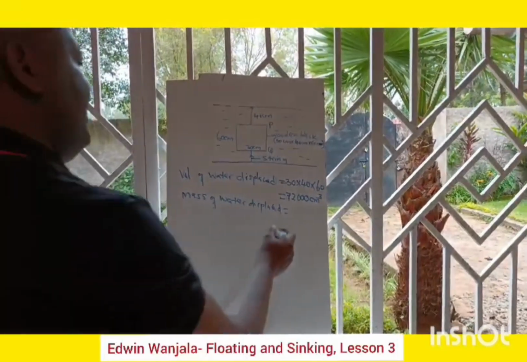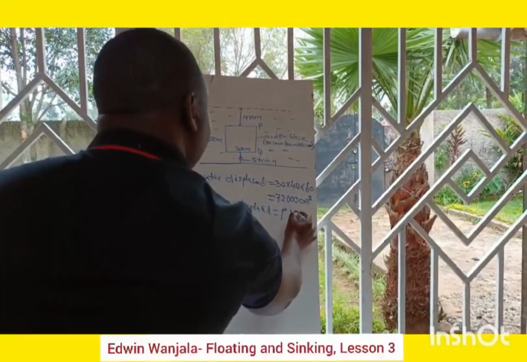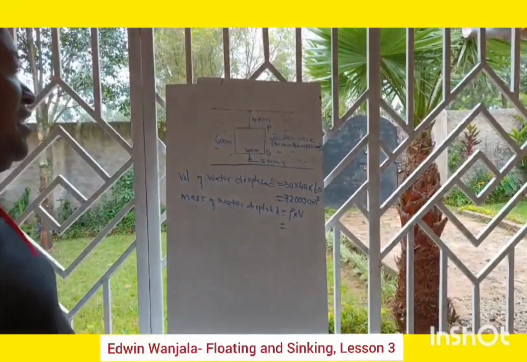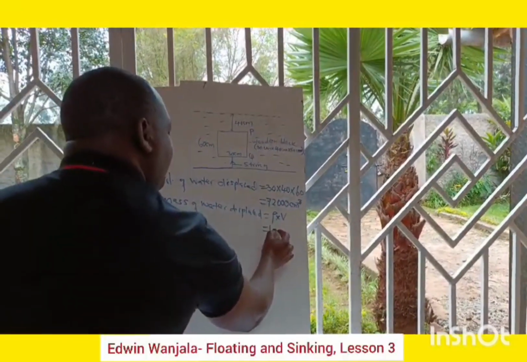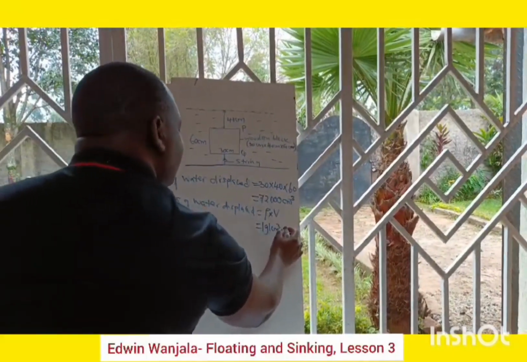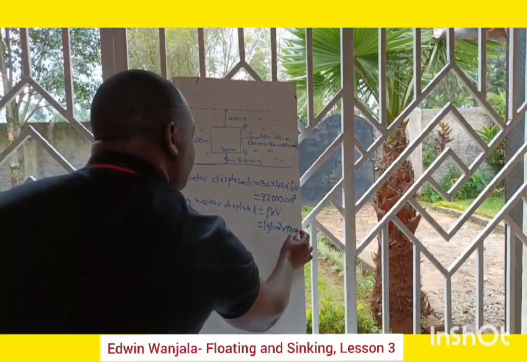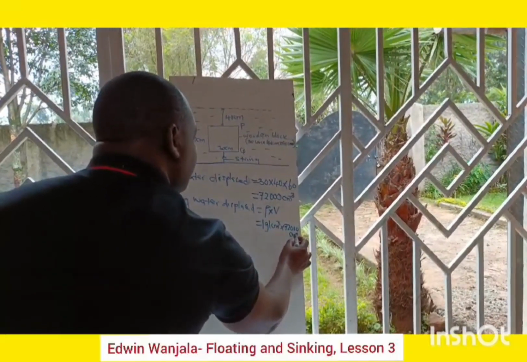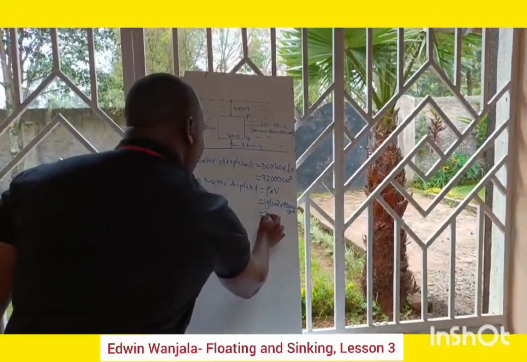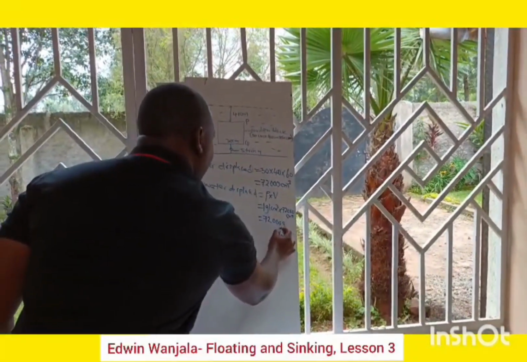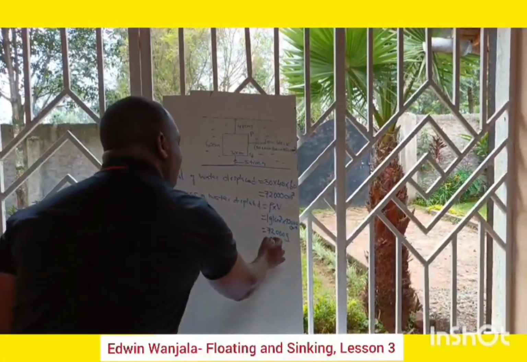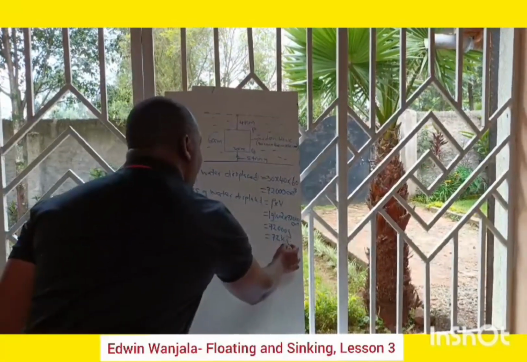Then from the volume of water displaced, we get the mass of water displaced, which is given by density of the water times the volume. And the density of water in grams per cubic centimeter is 1 times the volume, which is 72,000 cubic centimeters, so that we get the answer in grams. And this gives us 72,000 grams, which is equal to how many kilograms? We divide by 1,000 to give us 72 kilograms.